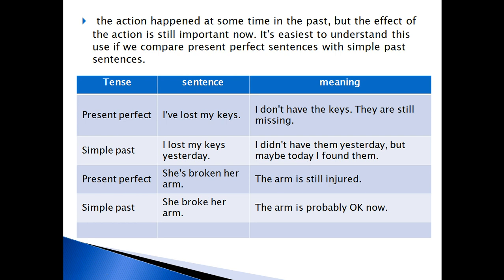Another example, present perfect, she has broken her arm, and simple past, she broke her arm. The first one, she has broken her arm, means that the arm is still injured.